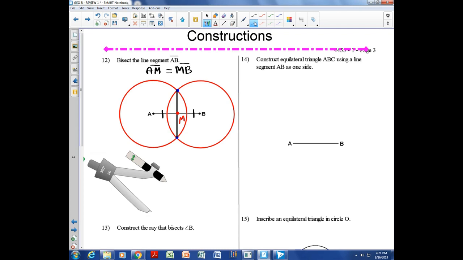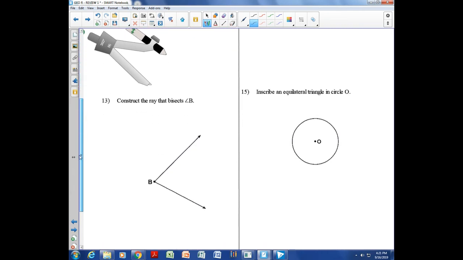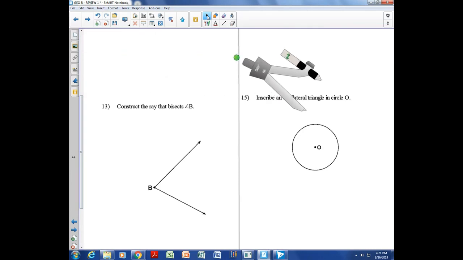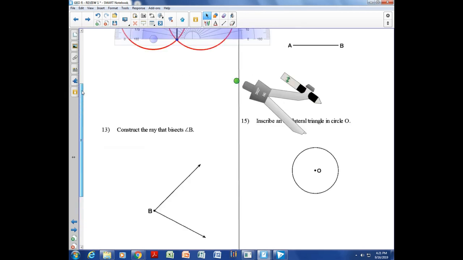Now, bisecting an angle is a different idea, right? Bisecting a line segment is just saying a line segment has a certain length and we're cutting it in half. It's a very simple thing to imagine. Bisecting an angle is a little bit different. For example, if we look at this angle in number 13, that angle has a certain amount of degrees. I could find out what that is, even though it's not necessary, but I'll show you just to get an idea.